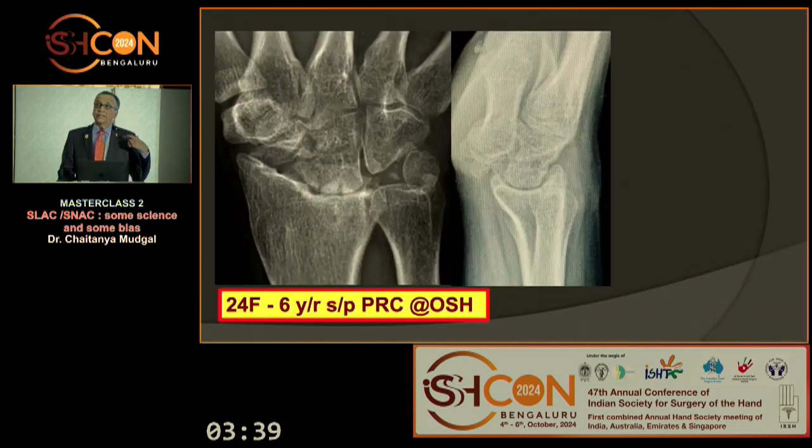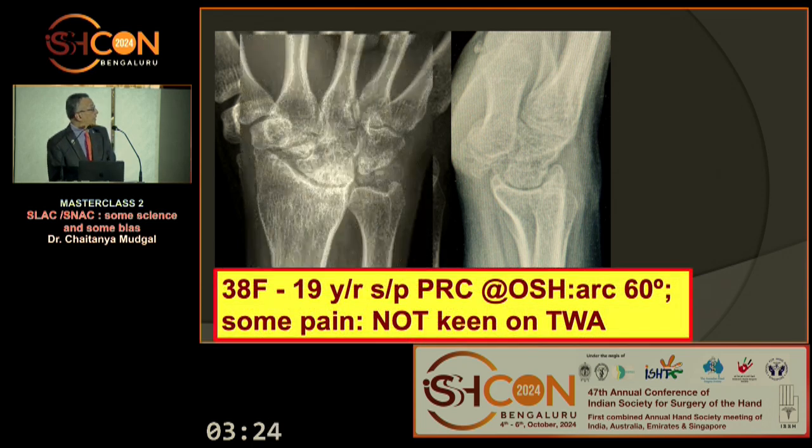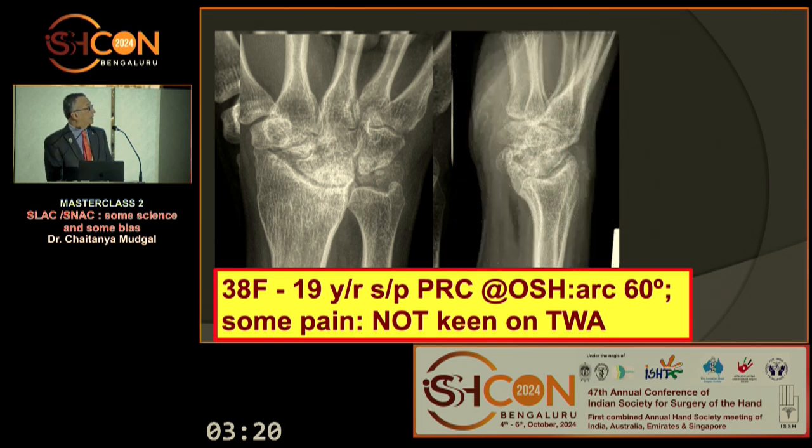Now this is something that I inherited. This person, when I saw her, she was 24 and she was already 6 years out from a PRC done by a surgeon at a different facility. I would not recommend that form of treatment. But here she is, 19 years out from the same operation, and is it looking great radiographically? Absolutely not. But she's got a 60-degree arc of motion and is completely unwilling to consider any more treatment.